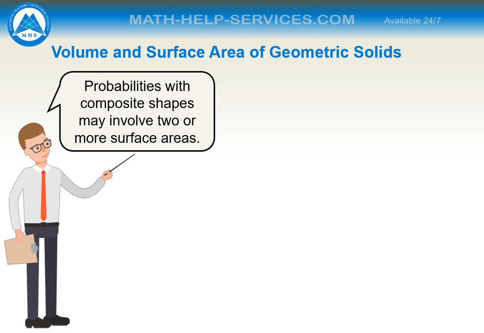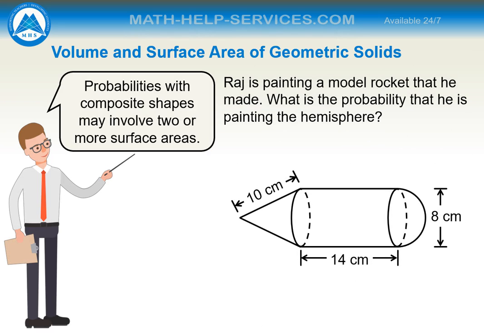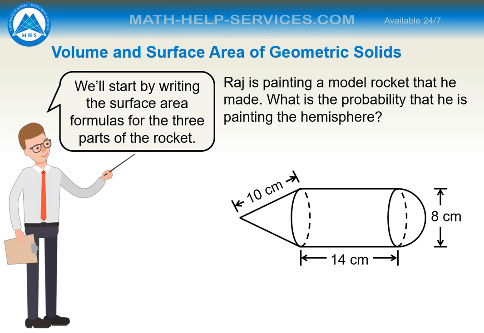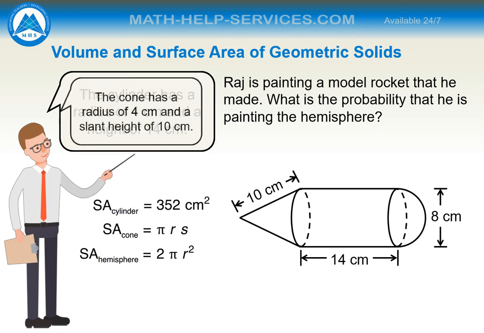Probabilities with composite shapes may involve 2 or more surface areas. For instance, Raj is painting a model rocket that he made. What is the probability that he is painting the hemisphere? We'll start by writing the surface area formulas for the 3 parts of the rocket. We have the cylinder, the cone, and the hemisphere. The cylinder has a radius of 4 centimeters and a height of 14 centimeters. So it has an area of 352 square centimeters.